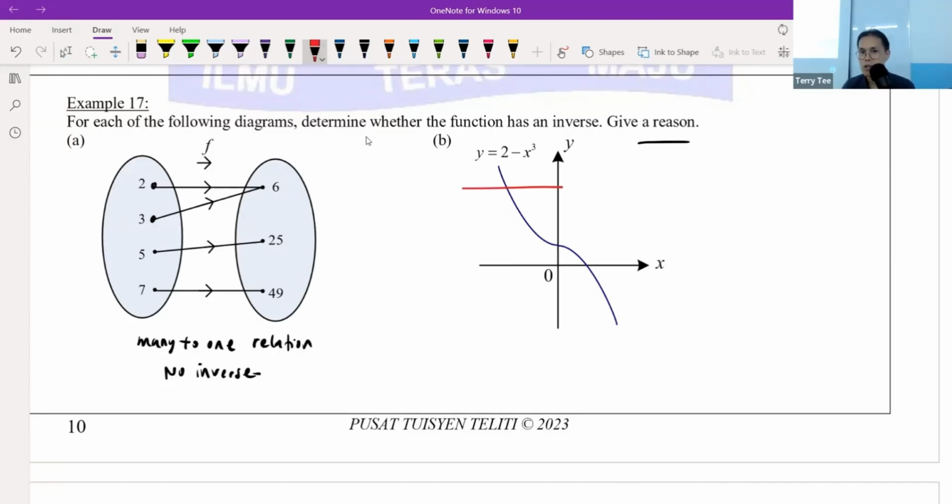We cut across. You notice you got one x value that maps onto one y value. So we say it is a 1 to 1 relation. And a 1 to 1 relation, for sure, has an inverse. Okay, just write yes. The function has an inverse.